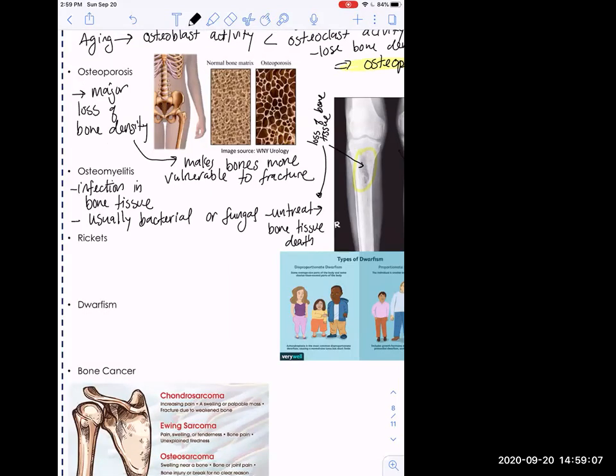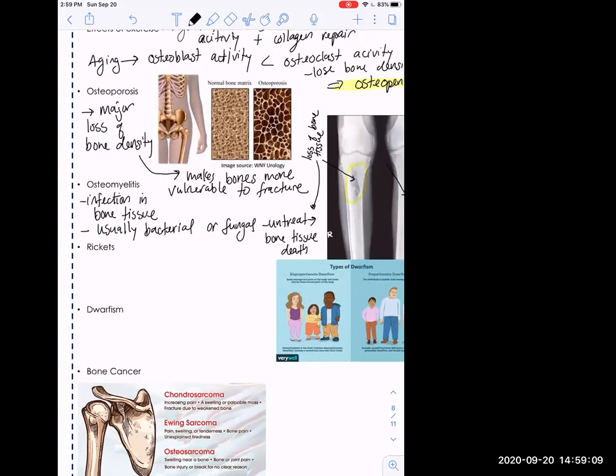Another interesting, well, I hate the word interesting, is something called rickets. Rickets has another name, a sexy name, osteomalacia. And this is a weakening of bones due to prolonged vitamin D deficiency.